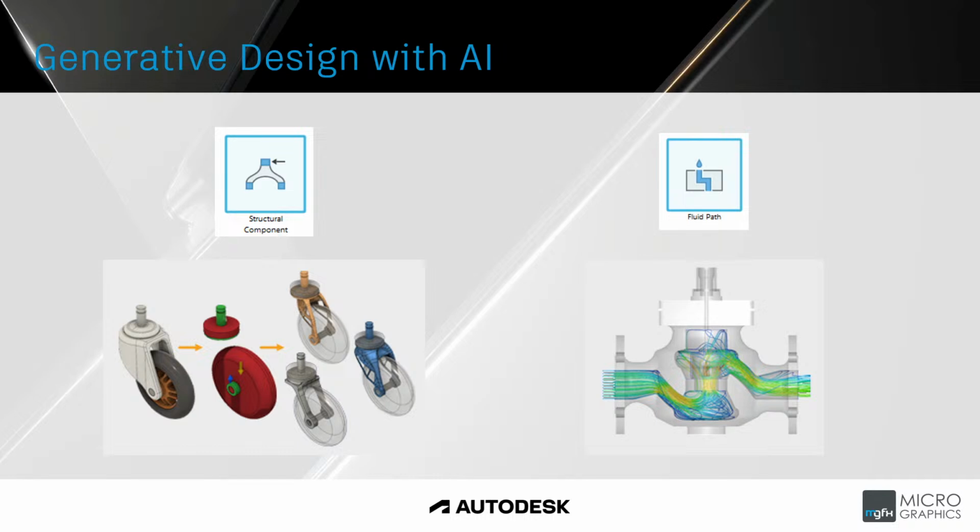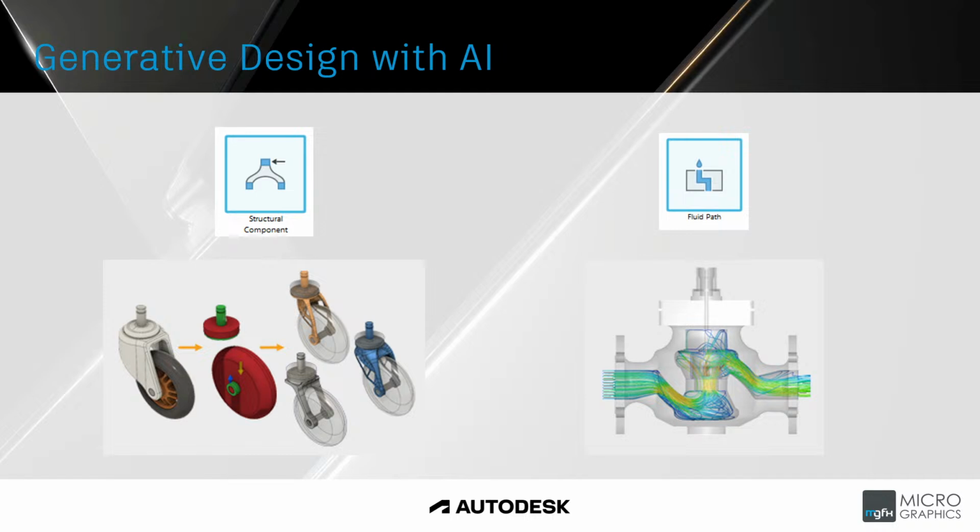So having a look at generative design, we have two separate study types that can be done. The main study type is the structural component study type, and then there is fluid path, which is a preview sort of technology that is in the works. They are improving and working on that.